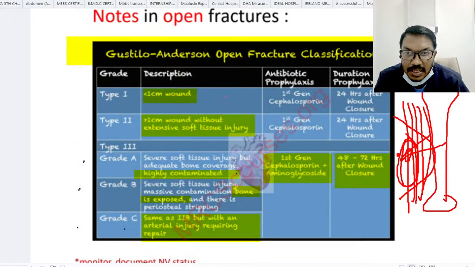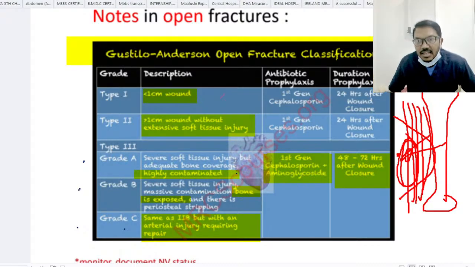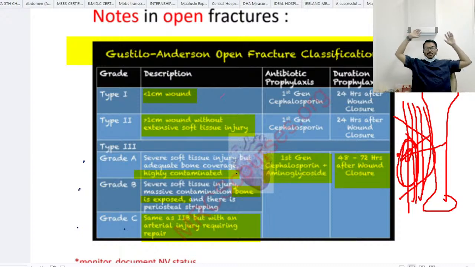Gustilo-Anderson open fracture classification. This is an exam question. Gustilo-Anderson open fracture classification.